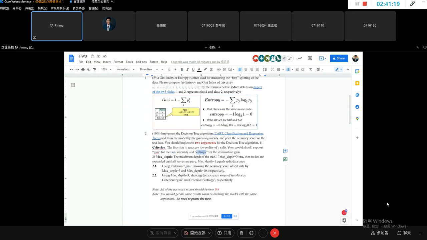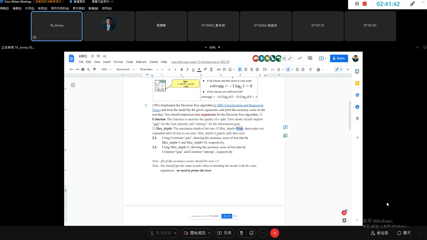This argument will let the user select which function to measure the quality of the split. And the second argument will be the maximal depth of the tree. If the max depth is equal to None, then the nodes are expanded until all leaves are pure. And if max depth equals 1, you will need to split only once.